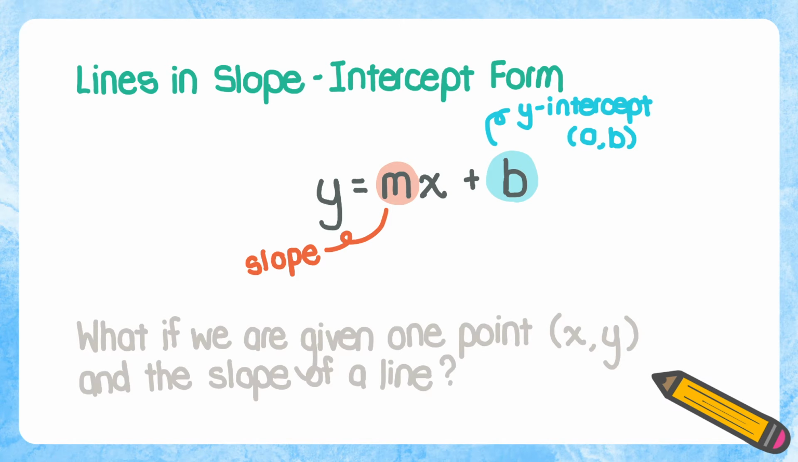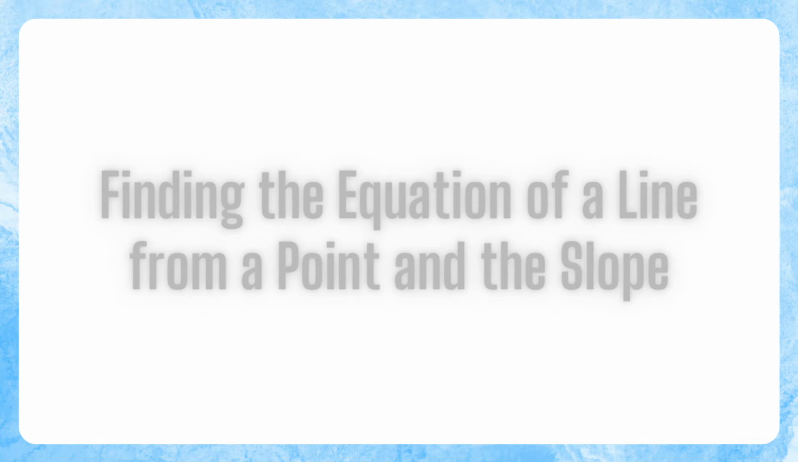So here's today's main question. What if we're given one point of the line, so x comma y, and also the slope of a line? How do we find the equation of that line? So today we'll be finding the equation of a line given a point and the slope of the line.